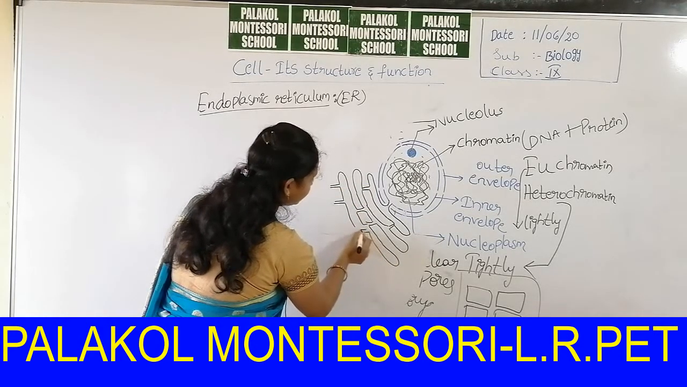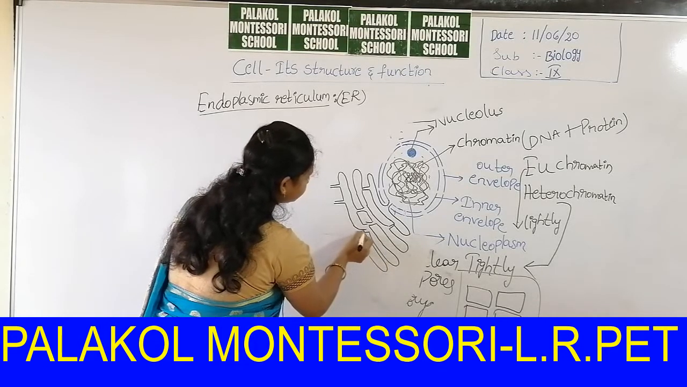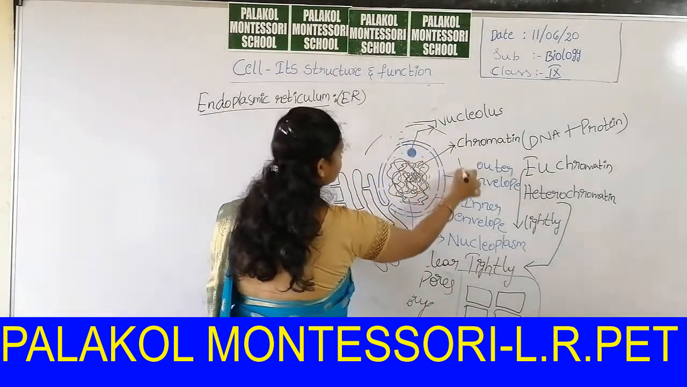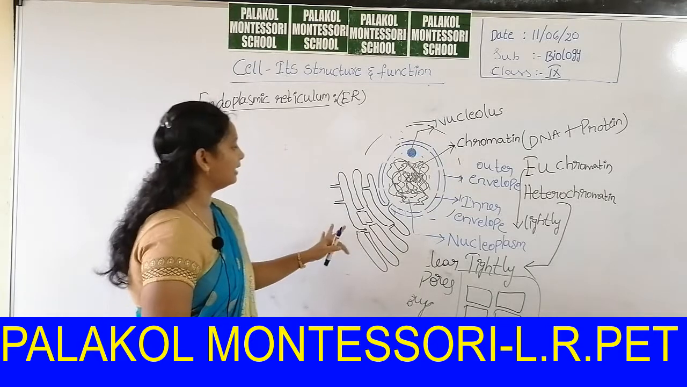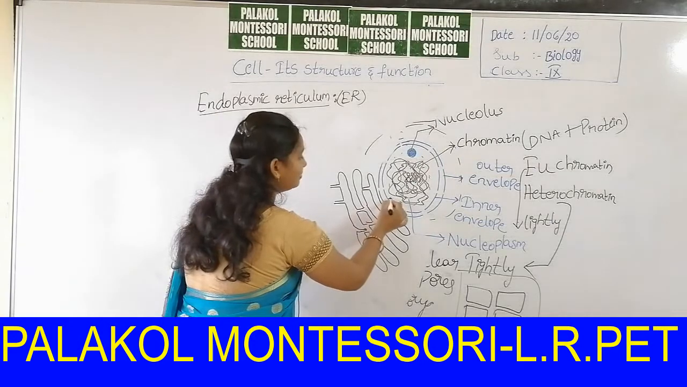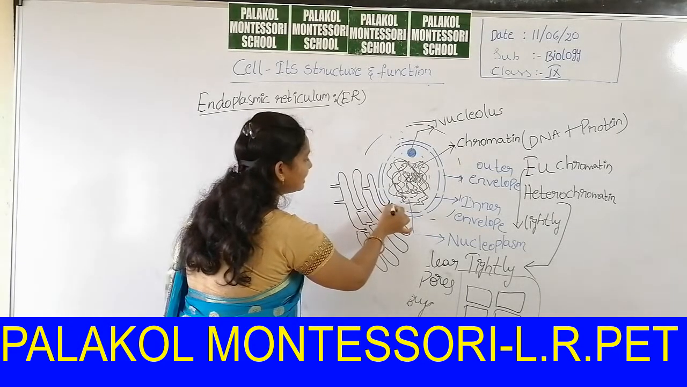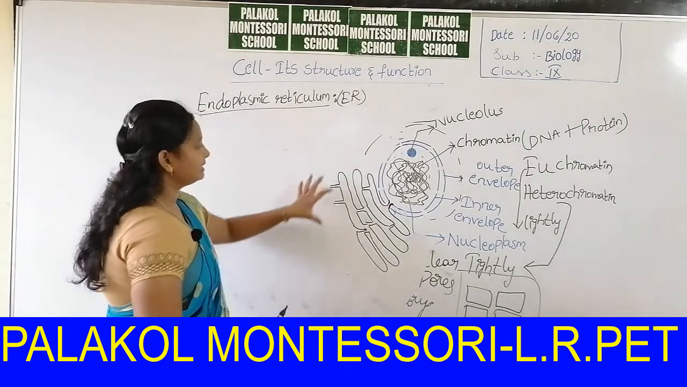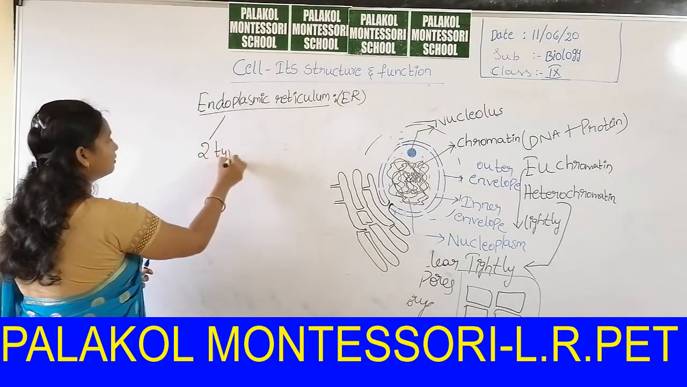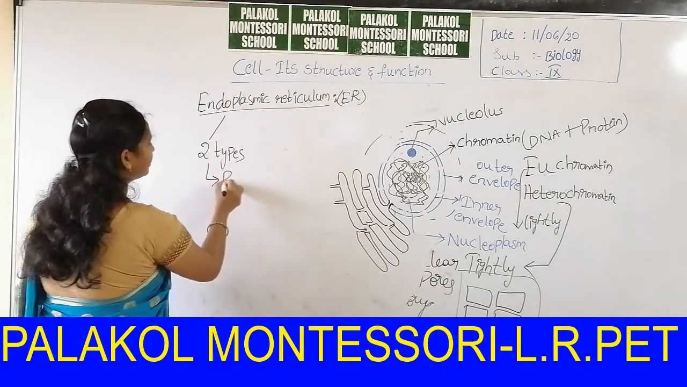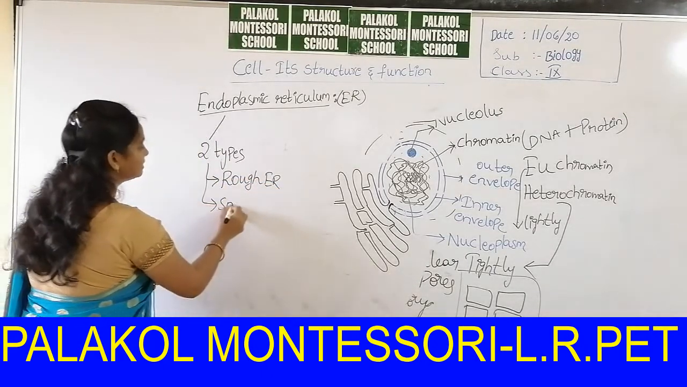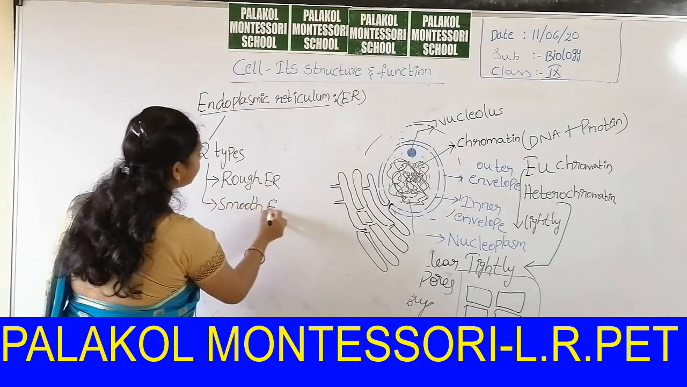This is nothing but endoplasmic reticulum. Here also it is surrounded by endoplasmic reticulum, but the starting point of the endoplasmic reticulum is from the inner layer of the nucleus. This endoplasmic reticulum is of two types: one is rough endoplasmic reticulum, the second one is smooth endoplasmic reticulum.